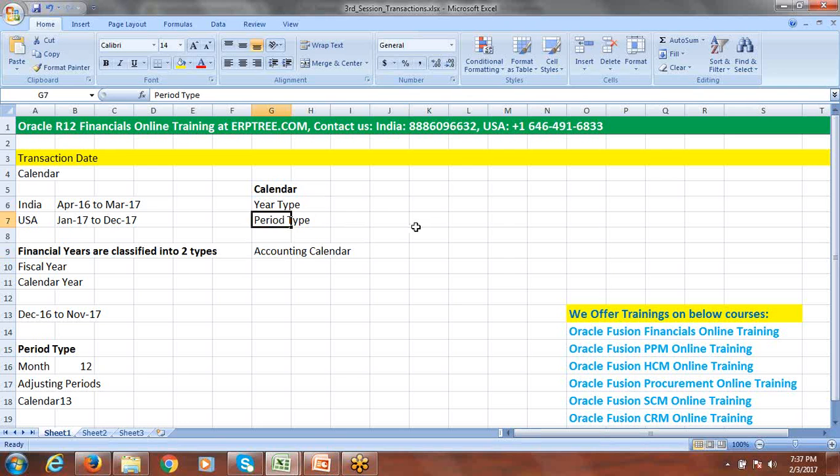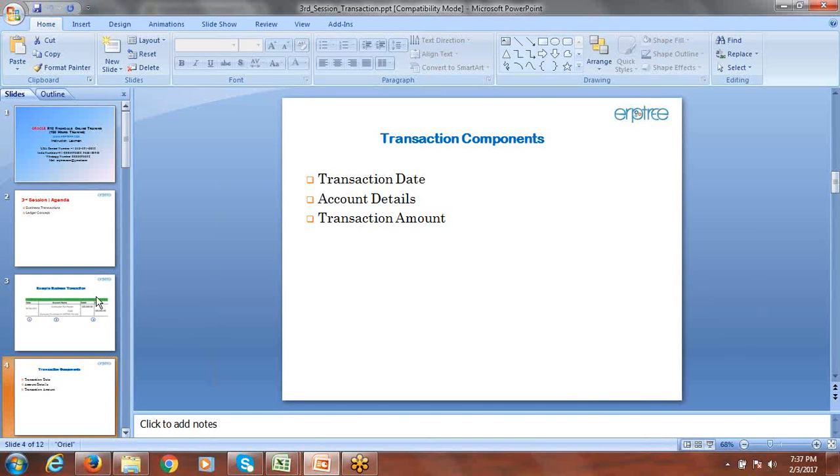Say I want to create an accounting calendar for India. Which year type I have to select? Fiscal. And period type, the general practice is monthly. So I'll select year type as fiscal, I'll select period type as monthly, then I can go ahead and create the accounting calendar. When we are going to create the accounting calendar, how will we create it in the system? So I have given one slide here for your understanding.